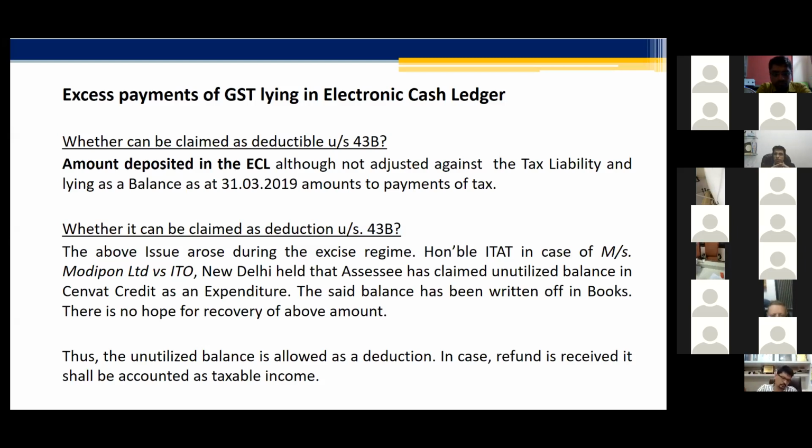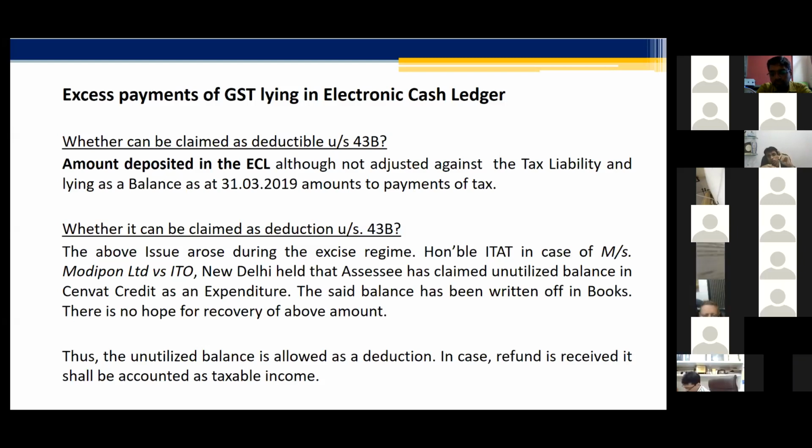Now, the electronic cash ledger is nothing but a deposit. It's a prepayment sort of thing. Whether any such payments can be allowed under Section 43B, though it is not against any particular liability. Because if you are making a payment against a particular liability, even under protest or as a deposit, like under the service tax, we used to deposit 7.5% or 10%. Those deposits, though in the balance sheet were carried as a deposit, you never used to debit to the profit and loss account. But those were allowed under Section 43B, because 43B clearly says any duties, taxes will be allowed on a payment basis.